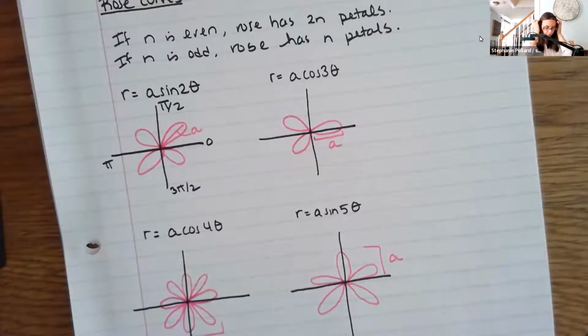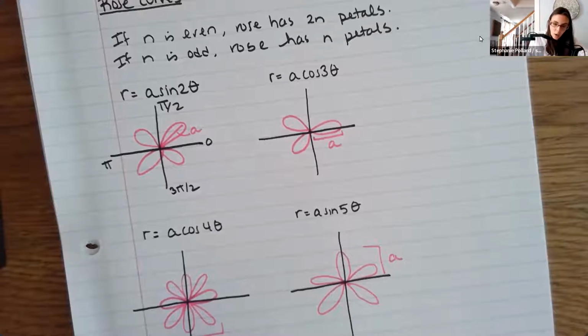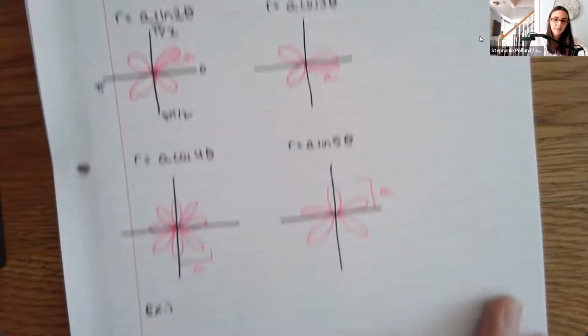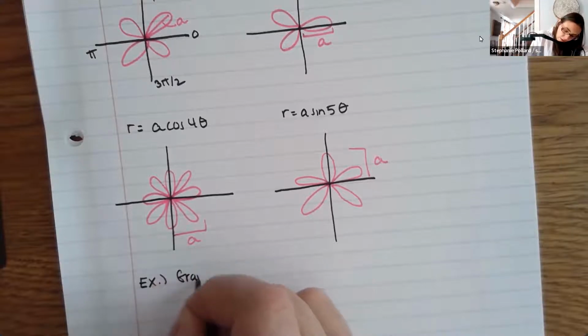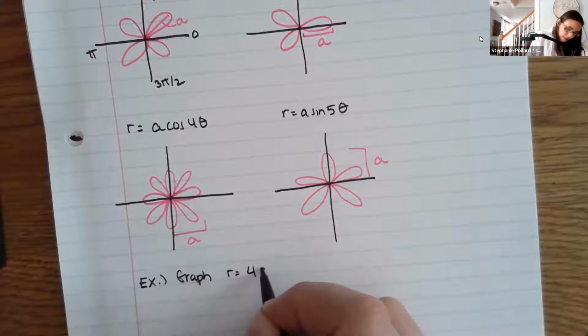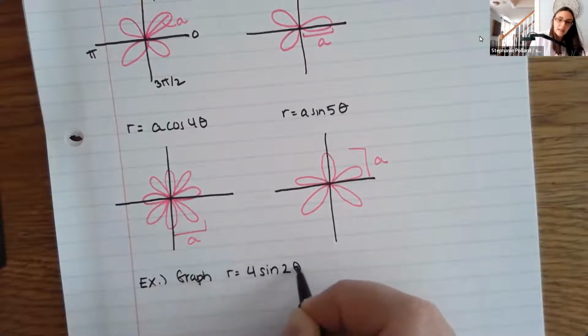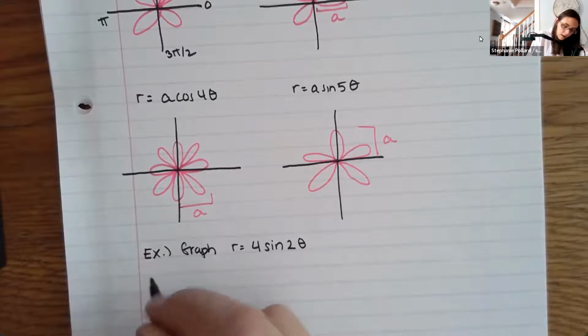So let's do an example. And again, I have it done out already. So I'll let you check some of the math at home, but I'll give you the key pieces here. So we're going to graph r equals 4 sine of 2 theta. And we can start with the symmetry test as well. So I'm going to check the polar axis first.